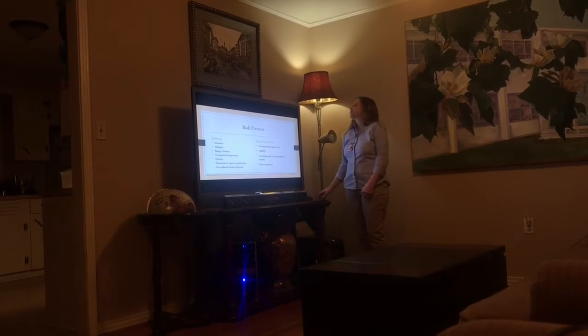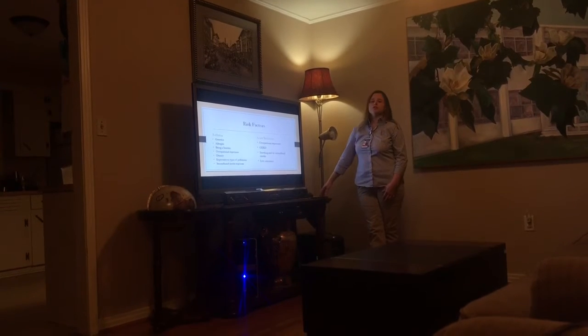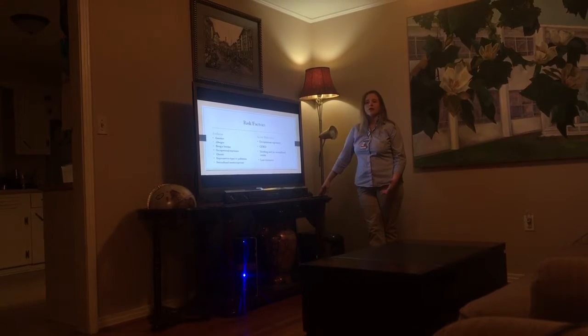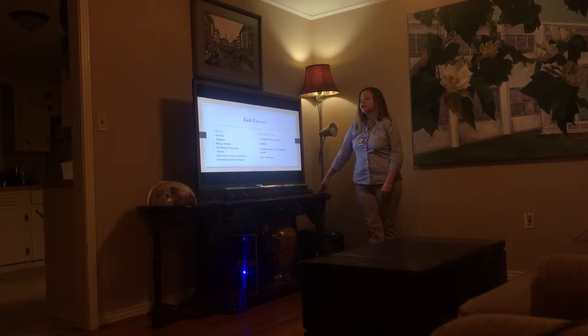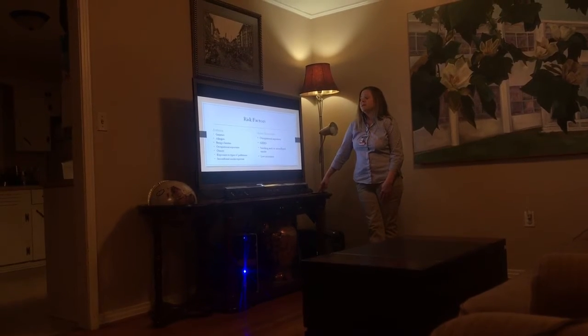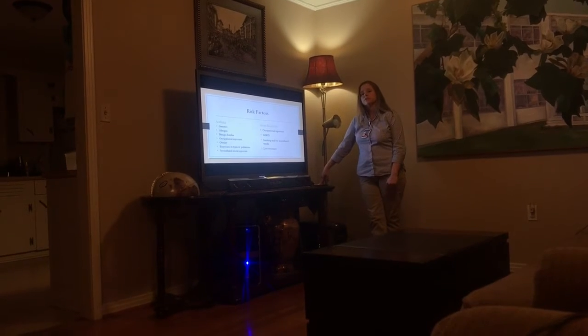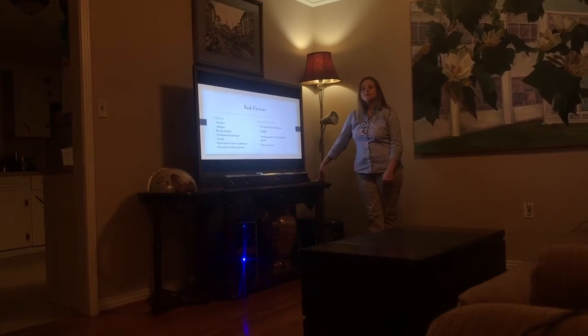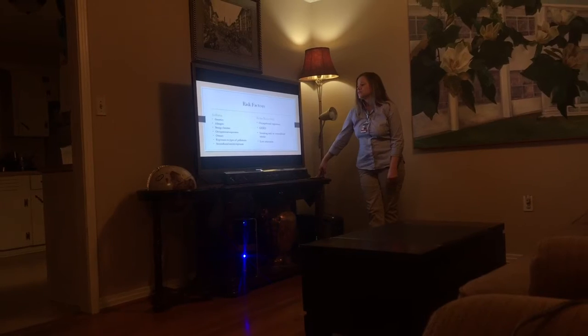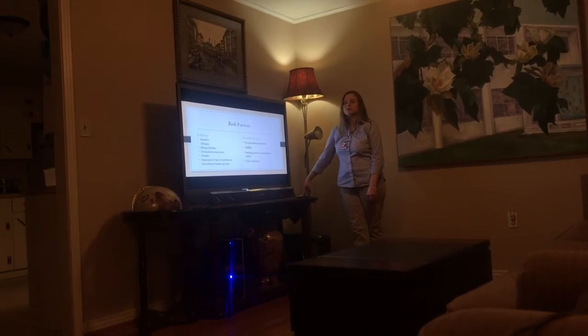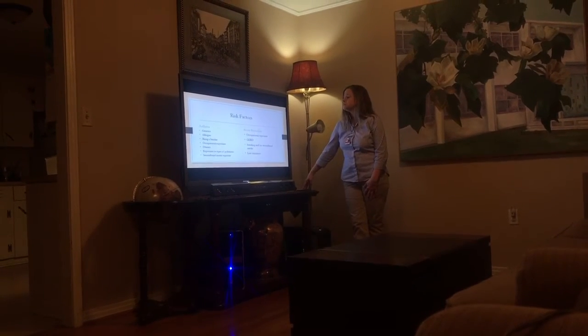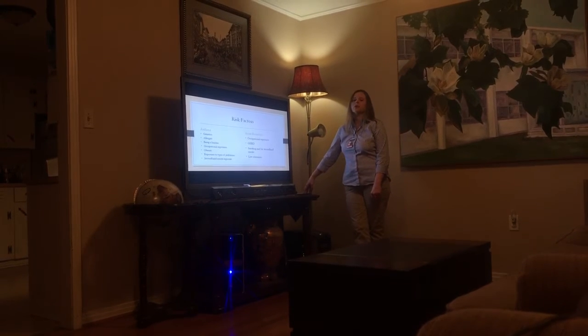Risk factors. Some risk factors for asthma would be genetics, if your mom or your dad had it, allergies, being a smoker, occupational exposure, obesity, exposure to different types of pollution such as air pollution, and of course secondhand smoke exposure.